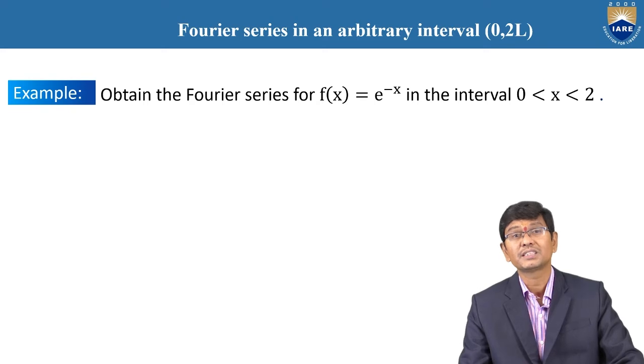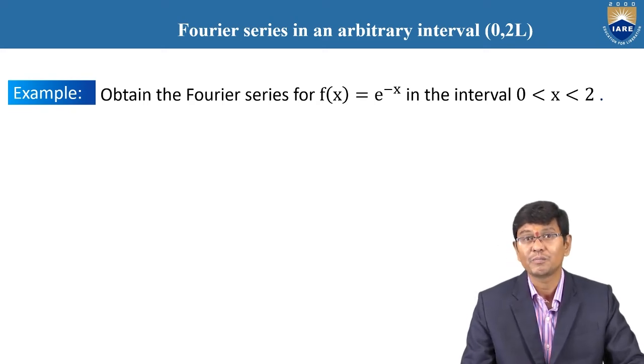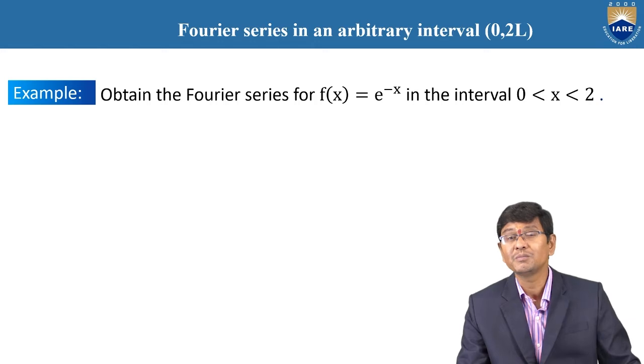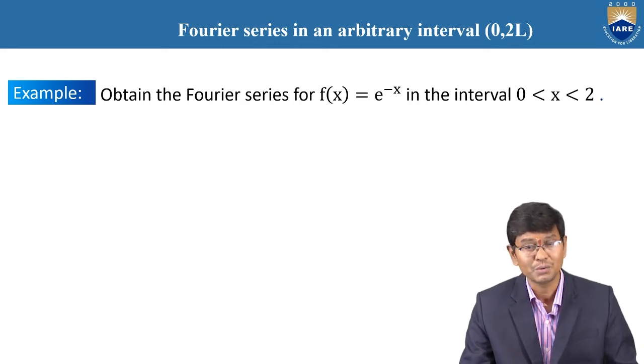And now we'll discuss one other example: obtain the Fourier series for f of x is equal to e power minus x in the interval 0 comma 2. While observing here, this problem does not depend on the given interval being in pi terms. It is an arbitrary period, and these arbitrary periods are not like 0 to L, it is clearly 0 to 2L.